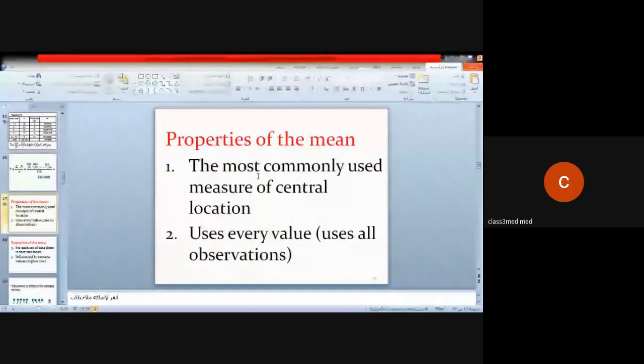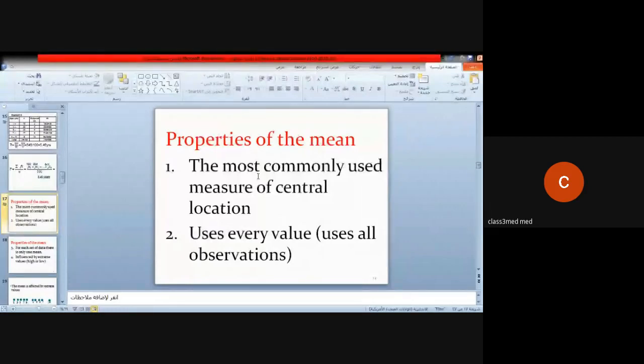Now, what are the characteristics or the properties of the mean? As I've mentioned, the most important aspect of the mean is that it is the most commonly used measure of central location. If there is no contraindication for the use of mean, you always select the mean as a measure of central location, and you will find that out in the coming lectures. In most of the inferential statistics, we usually deal with the mean. So it is the most commonly used of the three measures of central location.